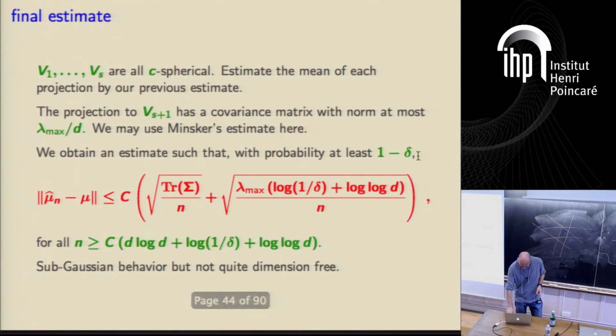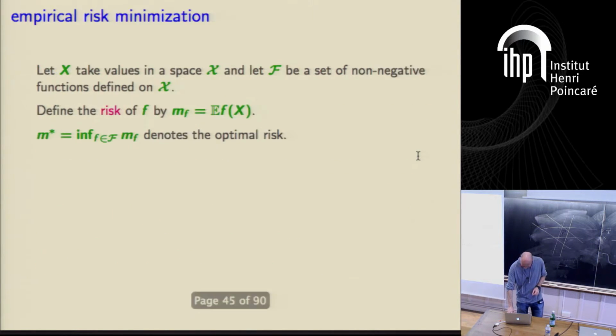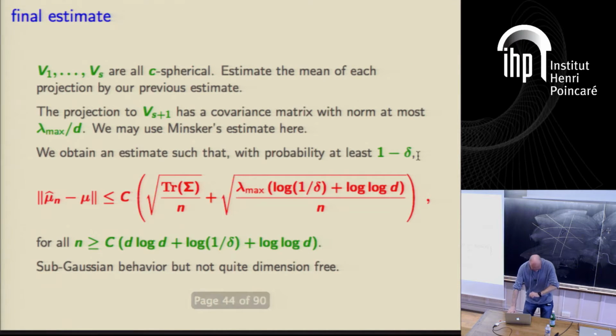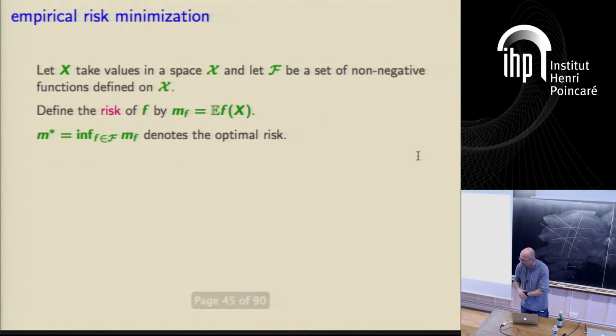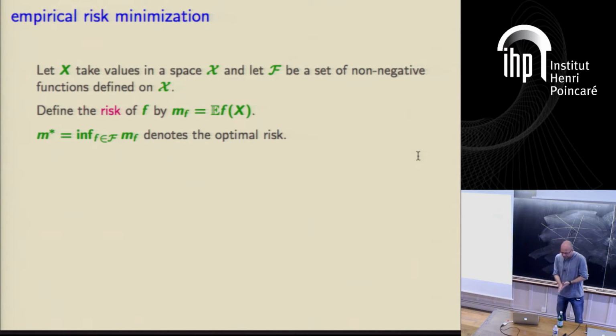Okay, so that's our final estimate. So as I said, it's sub-Gaussian, but not quite dimension free. Okay, and now I have half an hour. Okay, that's good. So now I'm going to show you something completely different: how to use this thing for empirical risk minimization.